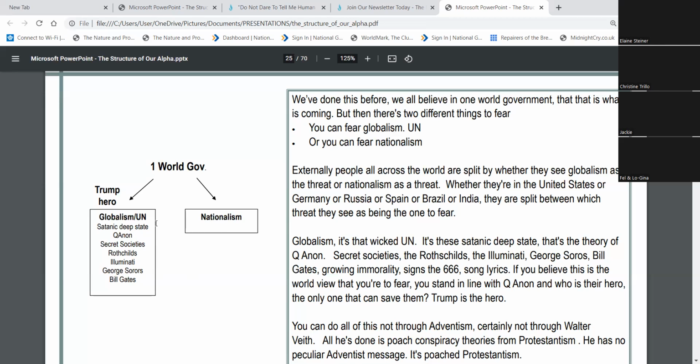Globalism is that wicked UN. It's the satanic deep state. That's the theory of QAnon. Secret societies, the Rothschilds, the Illuminati, George Soros, Bill Gates, growing immorality, the signs, the 666, song lyrics. If you believe this is the worldview that you're to fear, you stand in line with QAnon, and who is their hero? The only one that can save them. Trump is their hero.